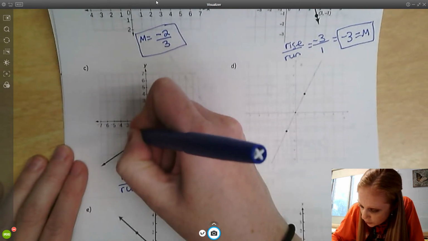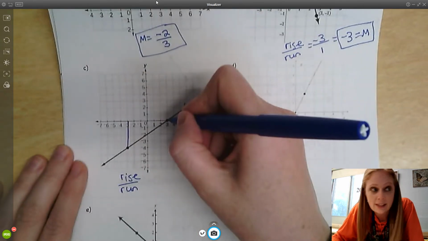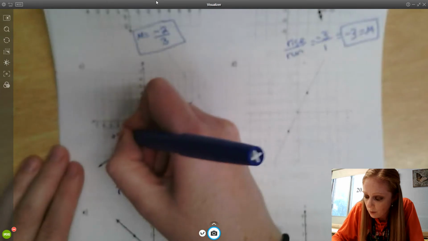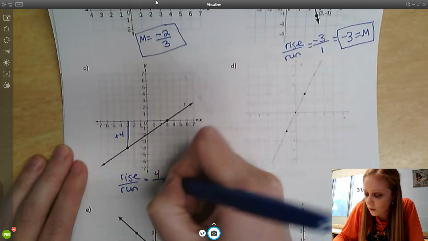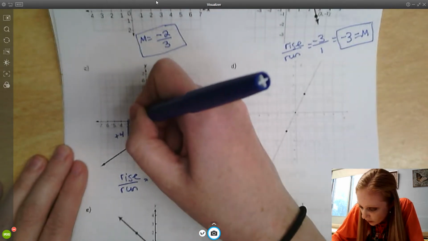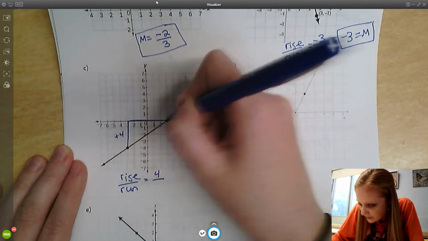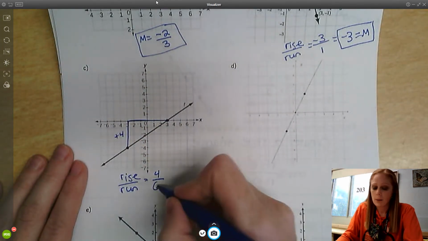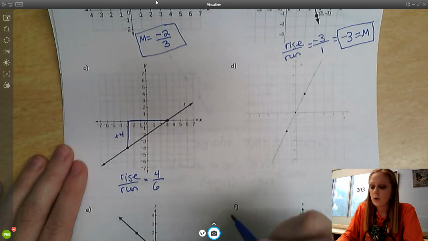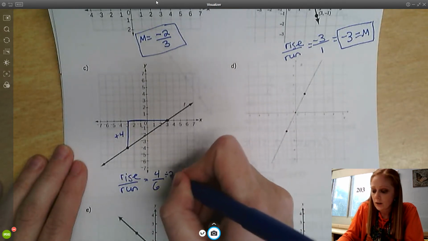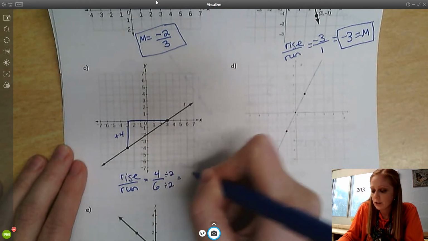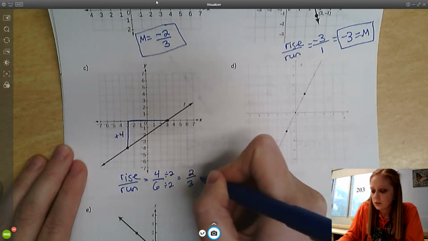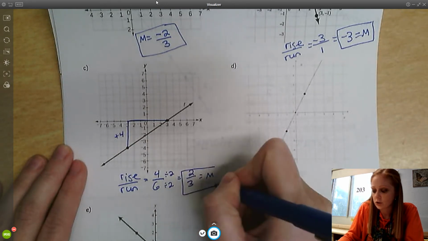I'm going to go up 1, 2, 3, 4, and then I see that I'm lined up with it. So I went up 4, so I'm going to write positive 4 for my rise. And then I have to run to the right 1, 2, 3, 4, 5, 6. Positive 6, so 6 in the denominator is also positive. Now this is one that we can simplify. So we can divide both the numerator and the denominator by 2. And this will simplify to 2/3 for our slope.